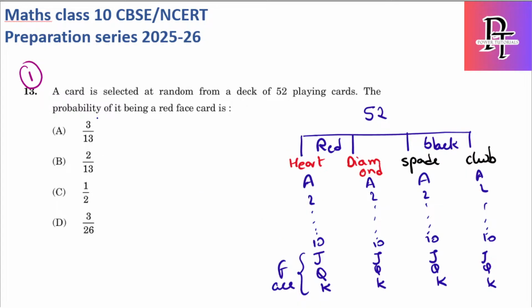Let's see the question: 52 cards, probability that it is a red face card. Red face cards: here 1, 2, 3, and here also 1, 2, 3. So the total red face cards are 6. The answer is 6 by 52, and if you divide by 2, you get 3 by 26. D is the right answer. This concept is very important for cards questions. Just remember this flow diagram or structure, then you can solve any question. Okay, let's move to the next one.